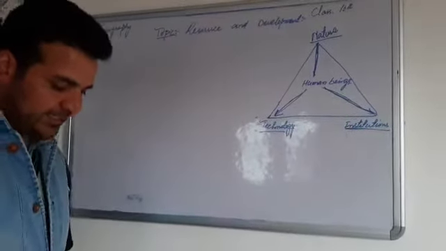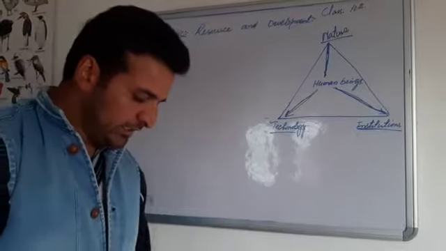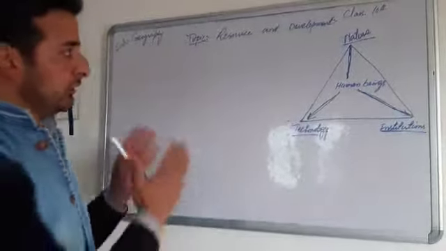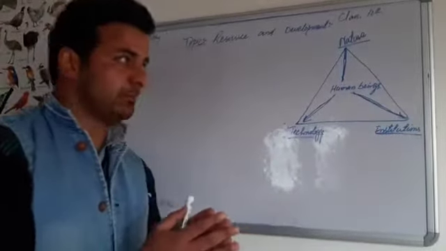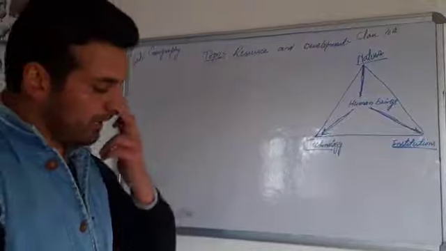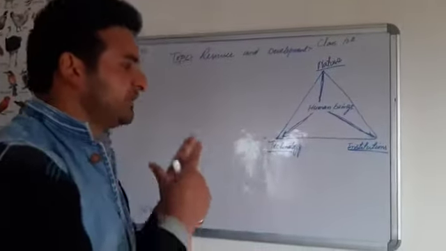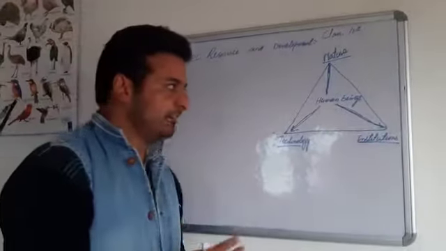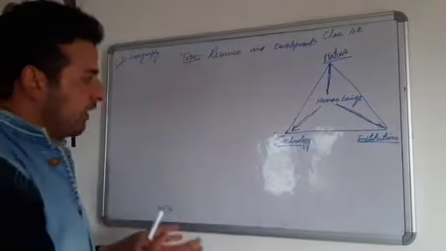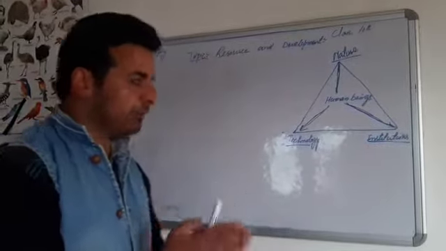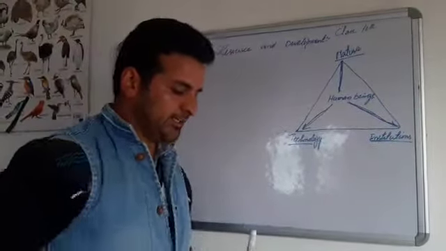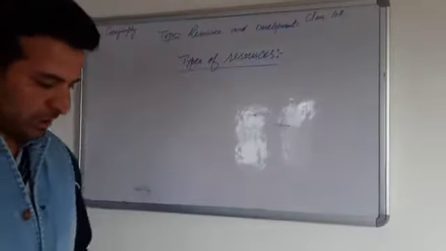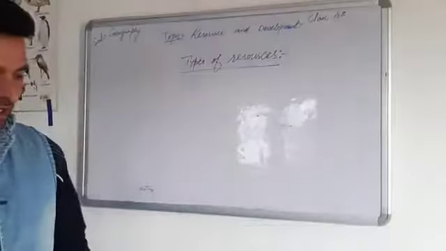So humans and their cycle of development will determine how developed or underdeveloped a nation is. We can say there is a close relationship between resource and development, and this close relationship is governed only by human beings. Their skill, their knowledge, their advancement will determine how developed or underdeveloped a country, a nation, is. Now we will see types of resources. We can classify resources on four bases.